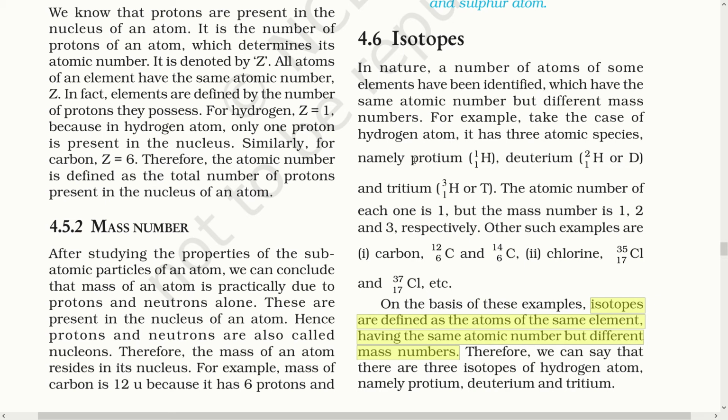Here for the first example, for protium, for hydrogen, it had 1 atomic mass. That means it only had 1 proton, no neutron, and its atomic number was 1. For deuterium, that is also hydrogen, but it had 1 proton and 1 neutron in the nucleus. So, it is written 2 over here in atomic mass. For tritium, it has been written 3. That means it had 1 proton and 2 neutrons. So hydrogen has 3 isotopes: protium, deuterium and tritium.